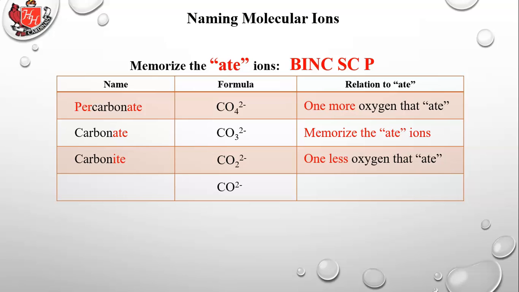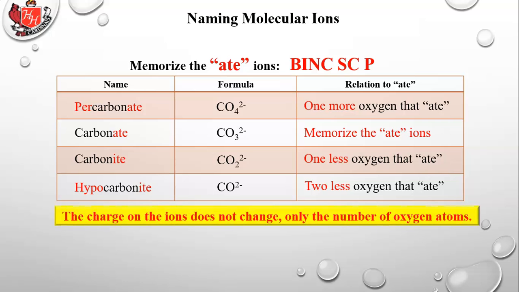Now we're going to take 2 oxygens away from the carbonate. So it's CO2 minus. So 2 less oxygen than ATE. And that's called hypocarbonite. Hypo means beneath or under, and so hypocarbonite is the name of that. So the charge on the ions does not change, only the number of oxygens.